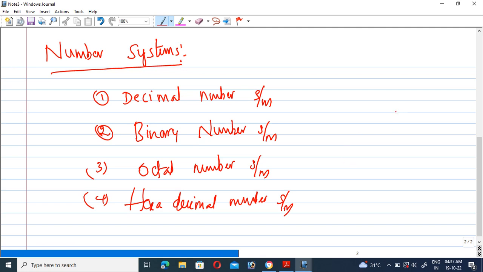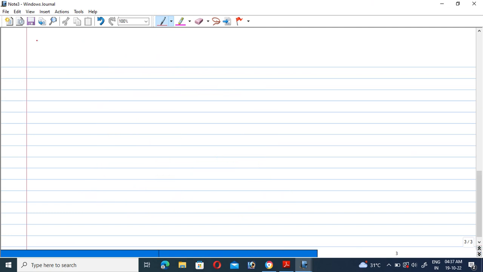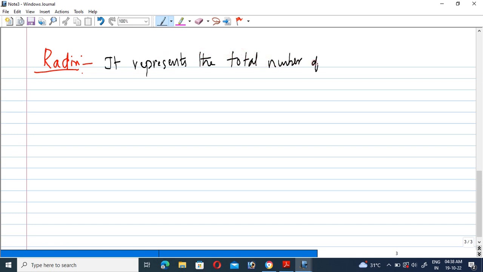Coming to some important points in the number system, let us see some observations. The first one is radix. What is the meaning of radix? Radix is the number of digits in the number system. It represents the total number of digits in the number system. Radix is also called the base of the number system.